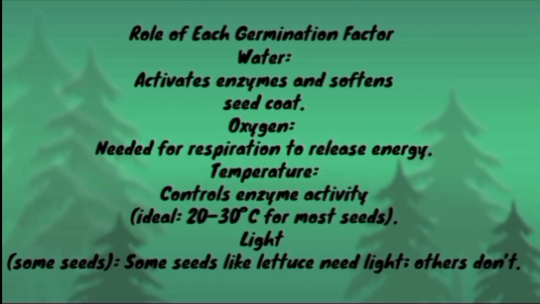Temperature controls enzyme activity. And the suitable or ideal temperature for seed germination is 20 to 30 degrees centigrade for most of the seeds. And the last condition is light. Some seeds like lettuce need light to grow, while other seeds grow in darkness. As we bury the seed in soil and there is complete darkness, such seeds can grow in darkness.